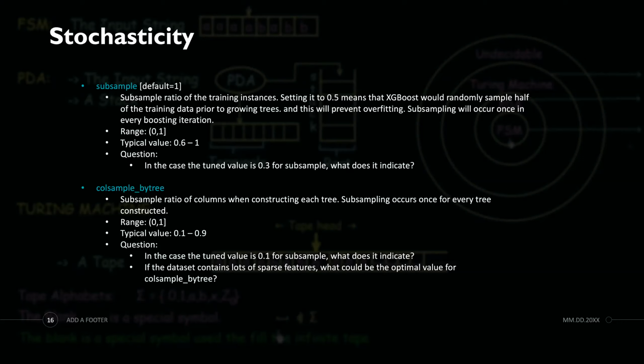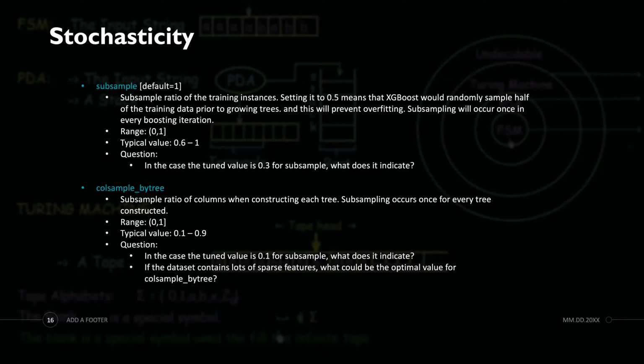Another side note is that if the data set has sparse features, an example of sparse features could be the result from one-hot encoding or from TF-IDF encoding.